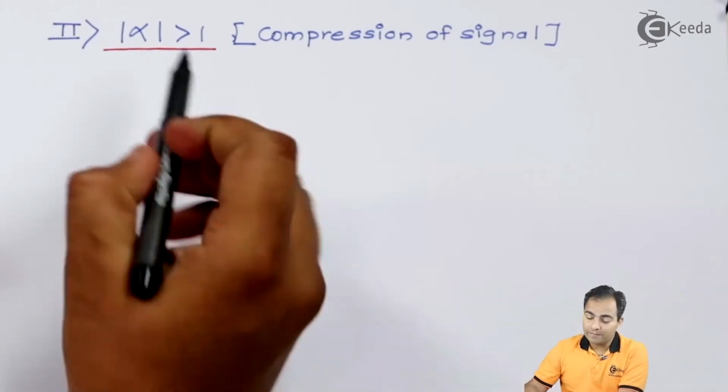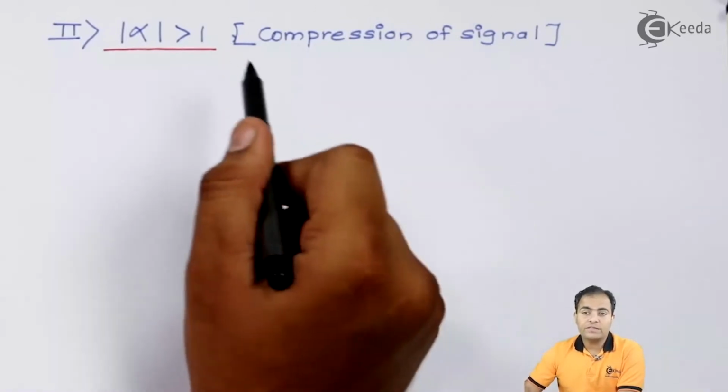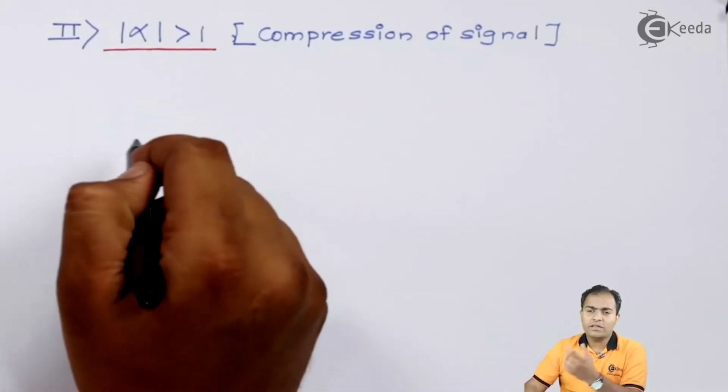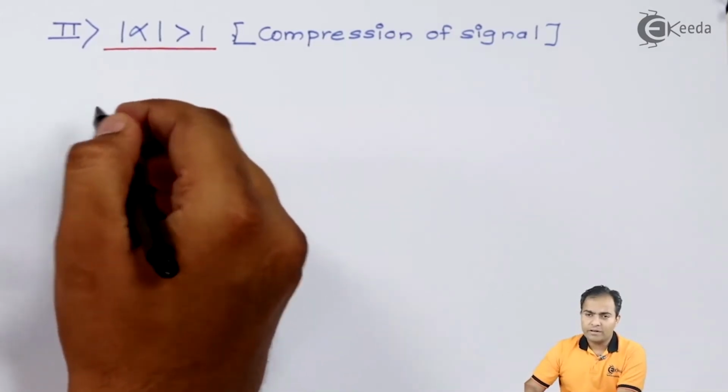Now if we keep mod of alpha greater than 1, then compression of signal takes place. Now how the signal is compressed, we'll study by taking one example.